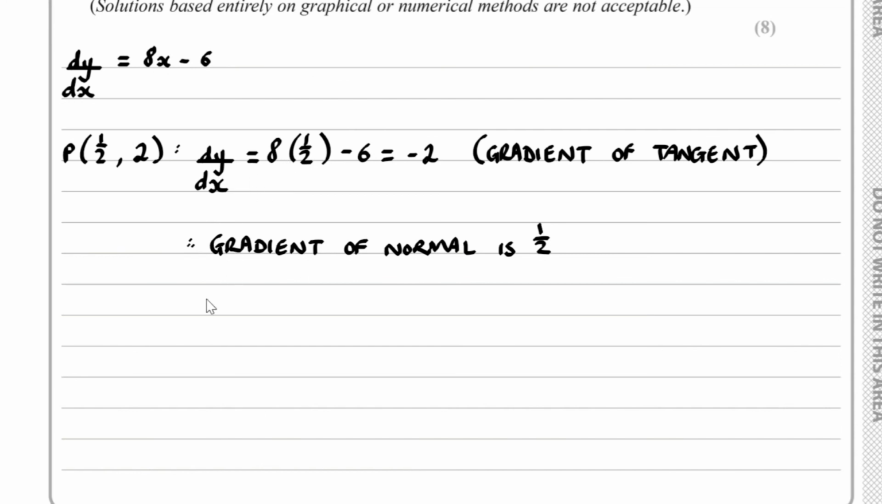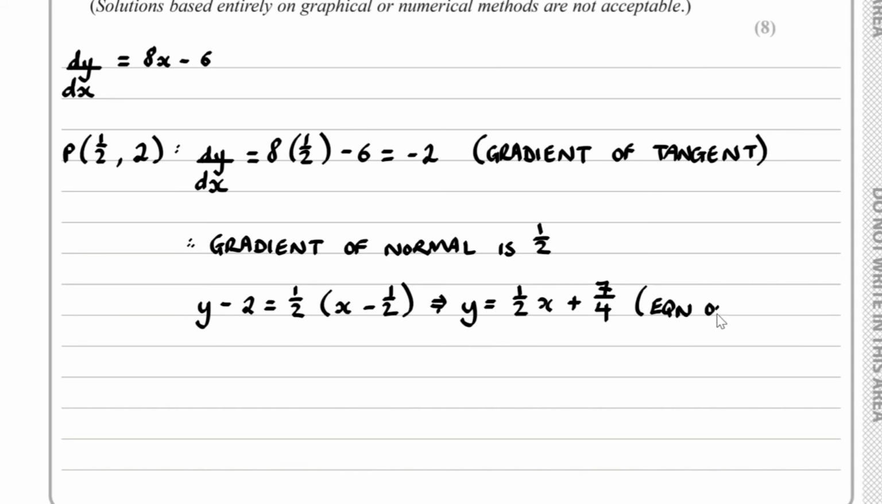So, the equation of the normal using the point P, we have y minus 2 equals 1 half lots of x minus 1 half, from which we can conclude, well, this is the same as y equals 1 half x plus 7 over 4. So this is the equation of the normal.